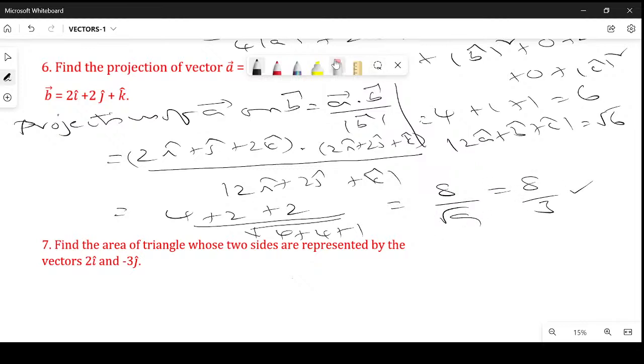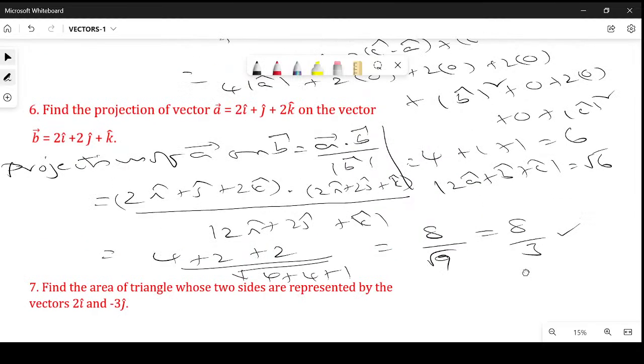Right, root of 9. The answer is 8 by 3. Check that out. Verify the values here, the given vector 2, 2, 1. Check the values are given correctly. Verify that. Sometimes you may make a mistake here.